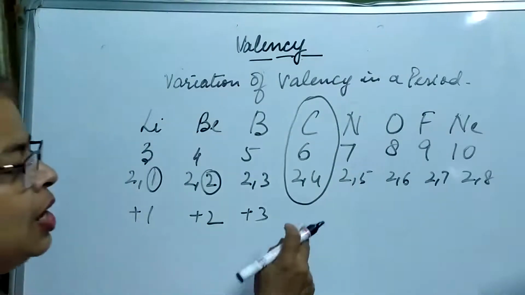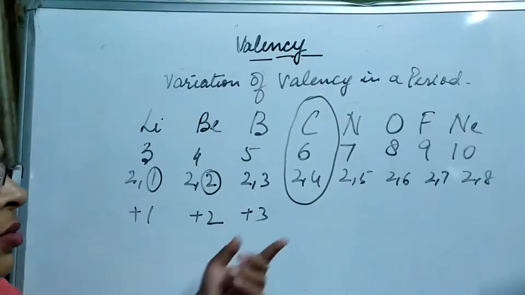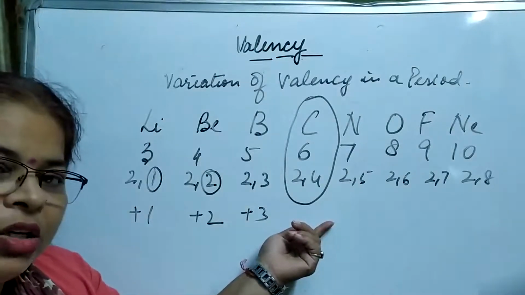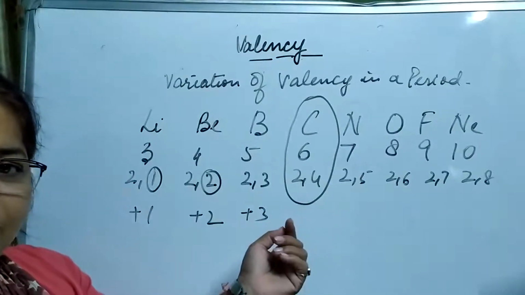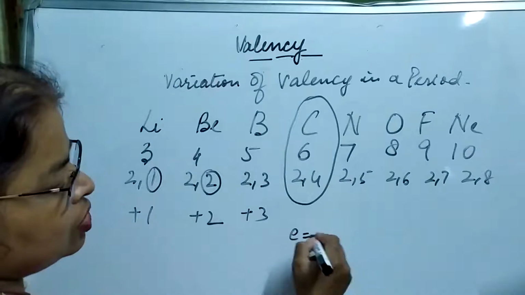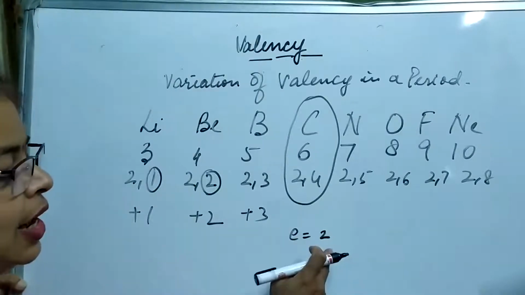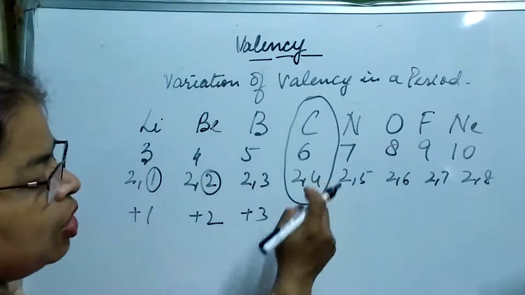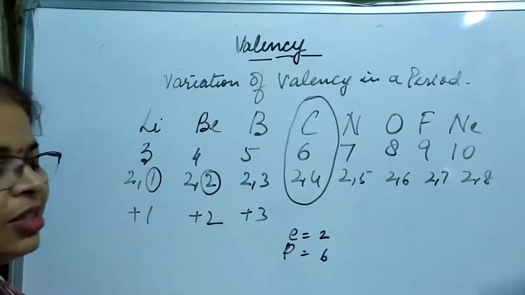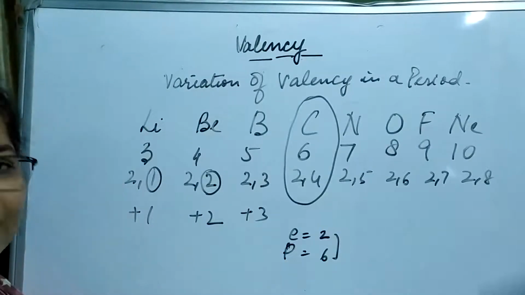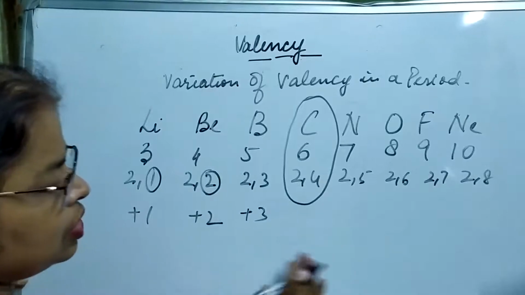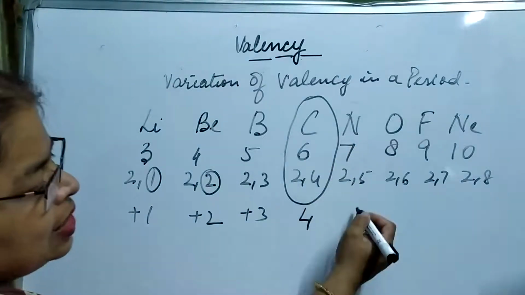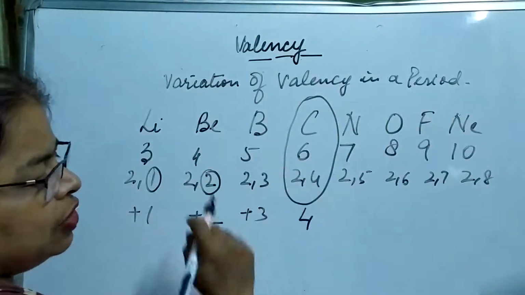Now, what about carbon? In case of carbon, if it loses 4 electrons, then it will become unstable. Or if it gains 4 electrons to complete the octet, then also it becomes unstable. Why? The number of electrons would be 2 in case it loses 4 electrons, but protons would be how many? Protons would be 6. So there is a very big difference and it will make it unstable. So neither does it lose nor gain. Valency remains 4.